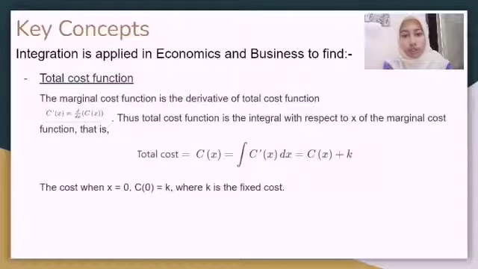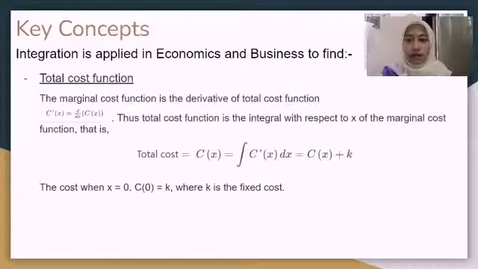Integration is used in economics and business to find the total cost function. The marginal cost function is a derivative of the total cost function. Thus, the total cost function is the integral with respect to x of the marginal cost function. Total cost when x equals 0, C(0) equals k, where k is the fixed cost.